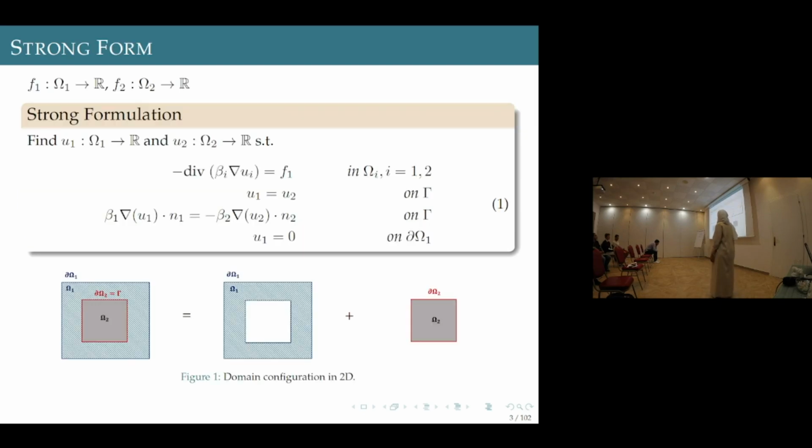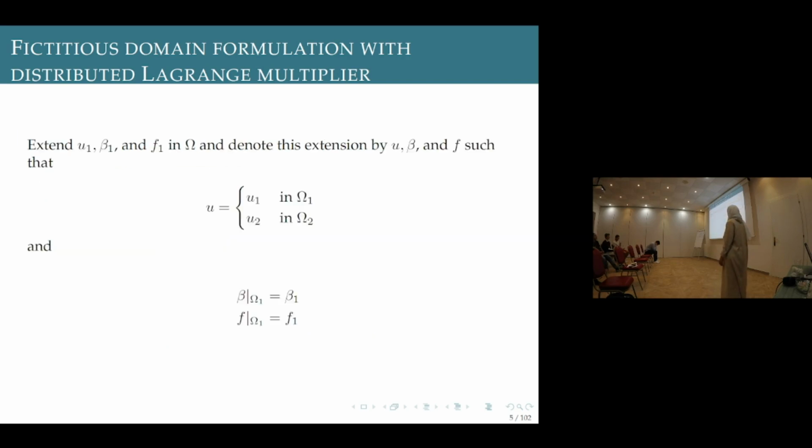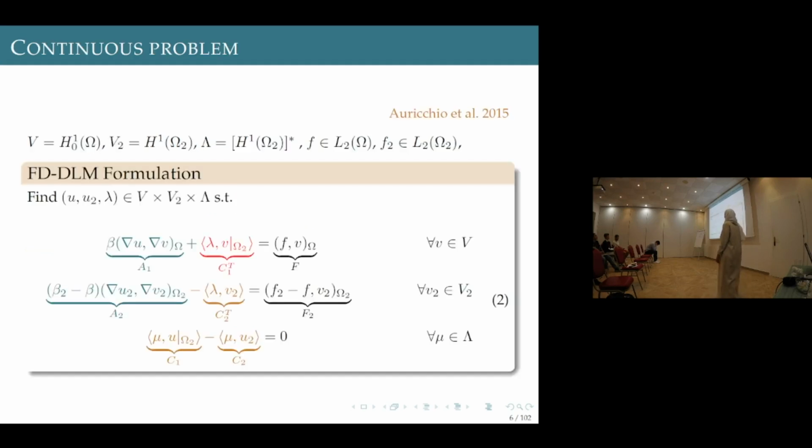As a reminder, we have the Poisson problem with continuous solutions at the interface with a jump of normal derivatives proportional to the jump of the coefficients, and a homogeneous boundary condition. We extend our domain omega 1 to fill the entire problem setting. So we have two domains that are independent of each other, omega 1 and omega 2. The solution restricted to omega 1 is u1 and restricted to omega 2 is u2. The coefficient restricted to omega 1 is beta 1, and the load function restricted to omega 1 is f1. And this is our continuous problem.